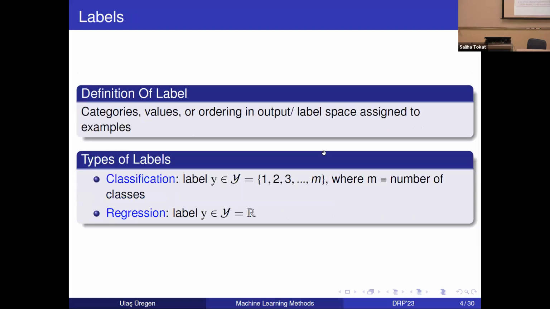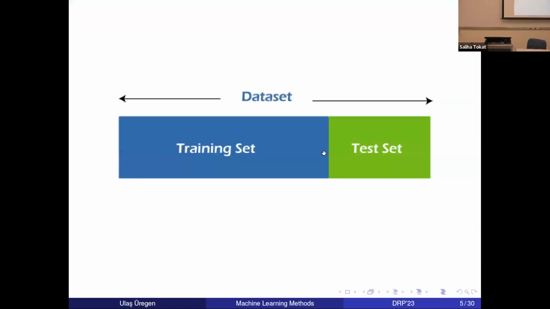The other definition we need is the label. Labels are categories, values, or ordering in a label space assigned to our example or features. There are also two types of labels: classification labels and regression labels. We will use only classification labels in these slides. Now we have features and labels, and our data set is ready, but we need to split it into two sets: a training set and a test set. As their names suggest, we train our algorithms with the training set and test with the test set.